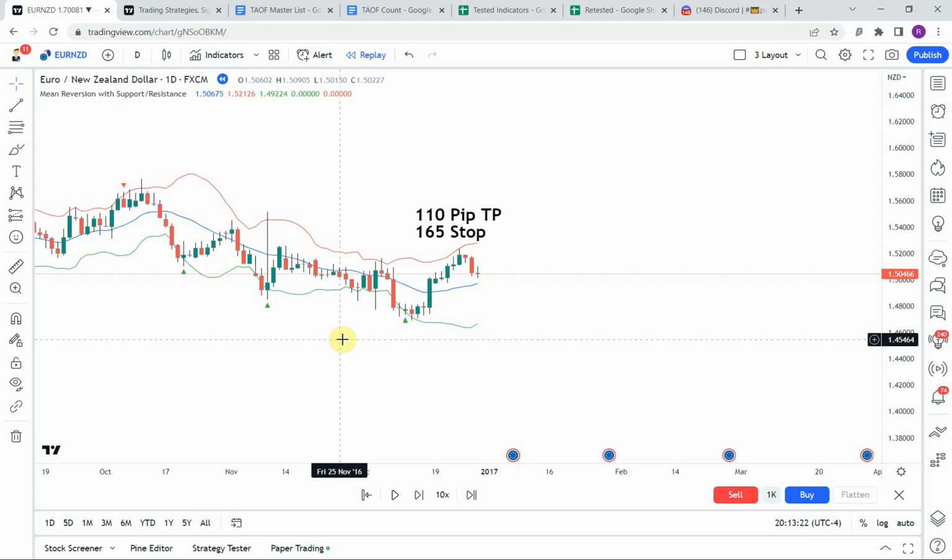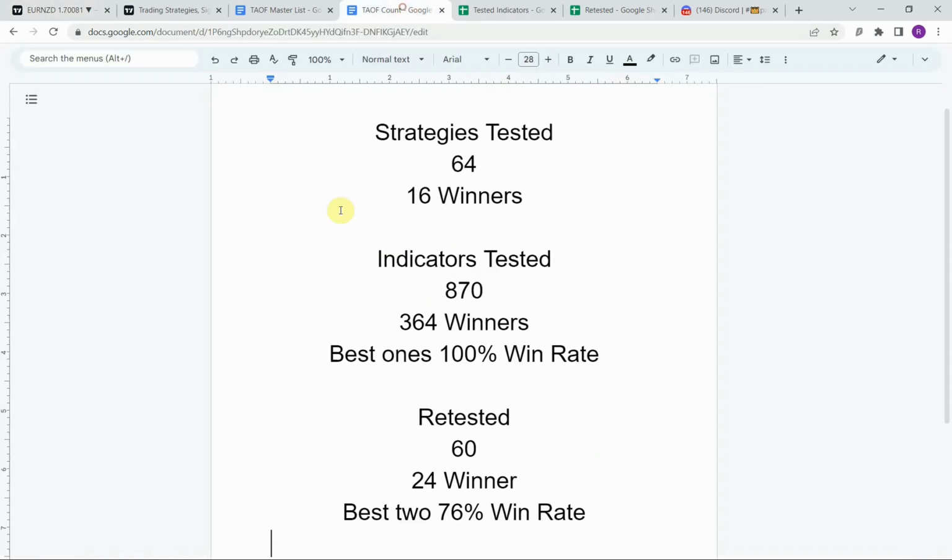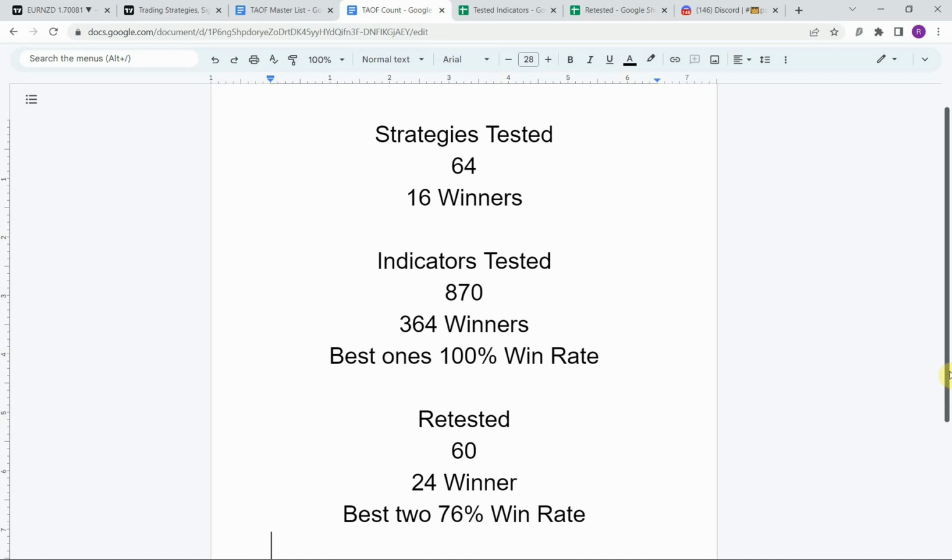Alright, as I said, today we will be testing the mean reversion with support and resistance indicator. Before we do though, I wanted to put the testing scoreboard up for everyone to see. So to date, we have tested a total of 64 different strategies, with 16 of them being profitable. We've also tested a total of 870 indicators, with 364 of them being winners. The best ones so far were able to achieve a 100% win rate.